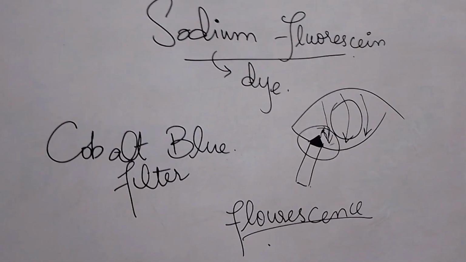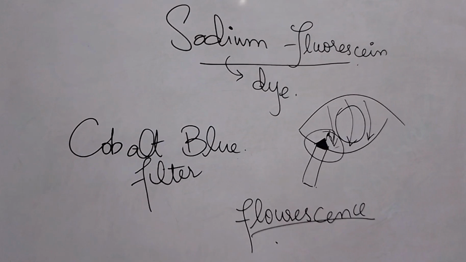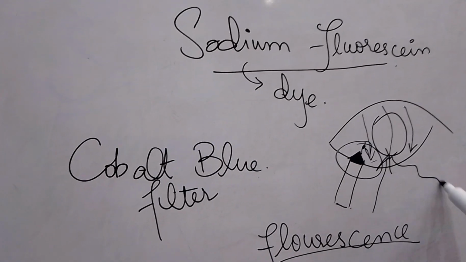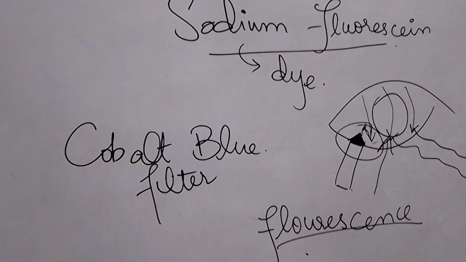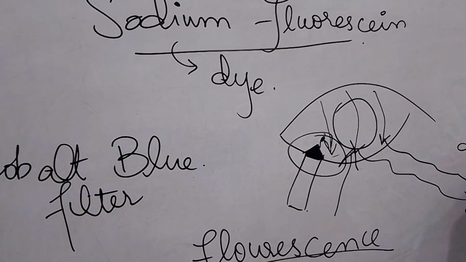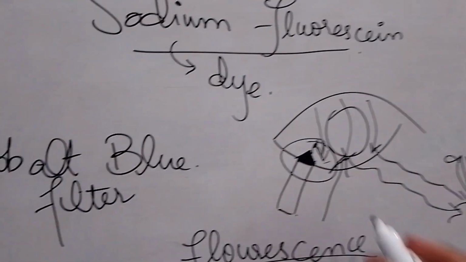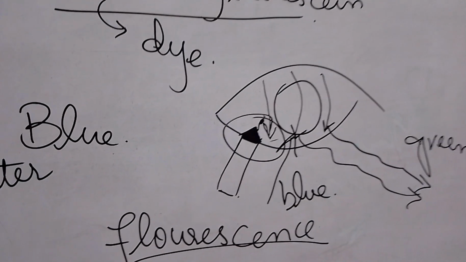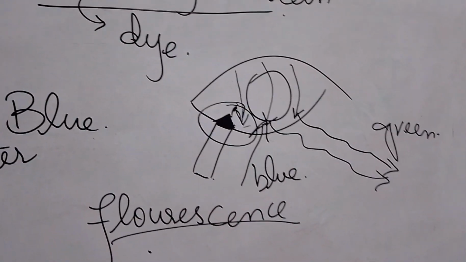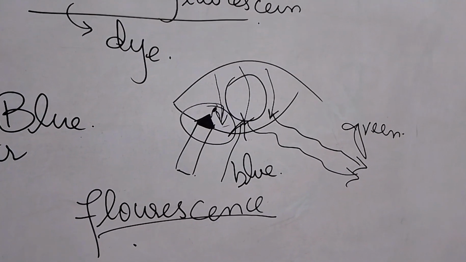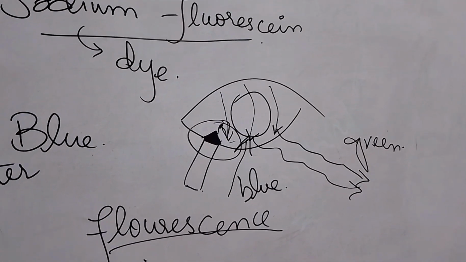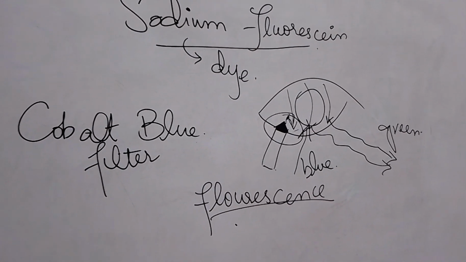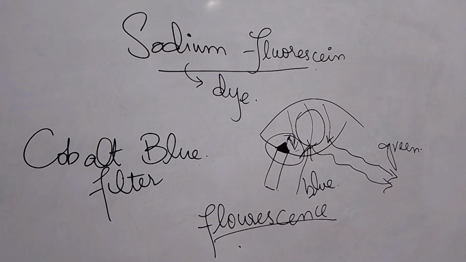The blue light of the cobalt blue filter will strike the orange dye and it will emit light of a greater wavelength, that is eventually the green color, right? The blue light is going and hitting the surface of the eye, and when this shorter wavelength hits the fluorescein, there will be emission of greater wavelength light, that is the green light, and on the slit lamp you are going to observe the green color on the surface of the patient's eye, right?